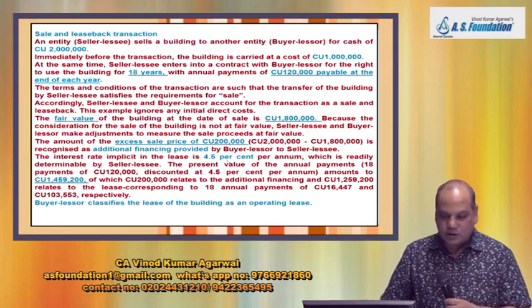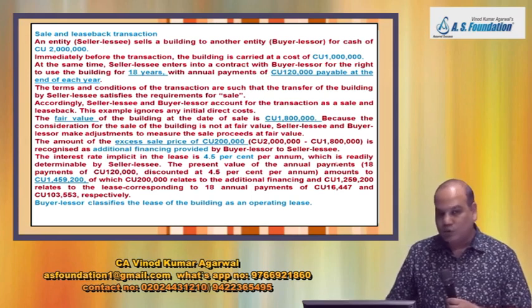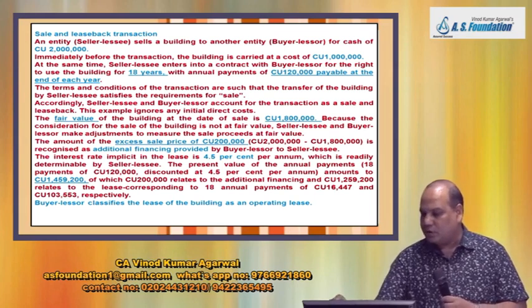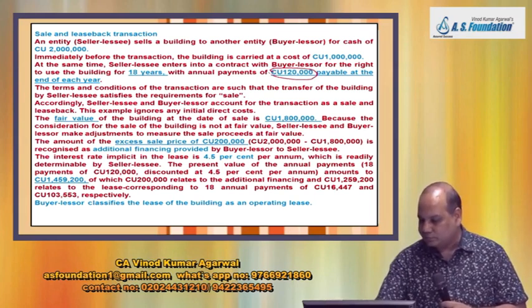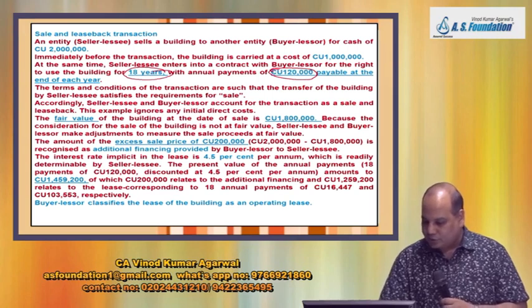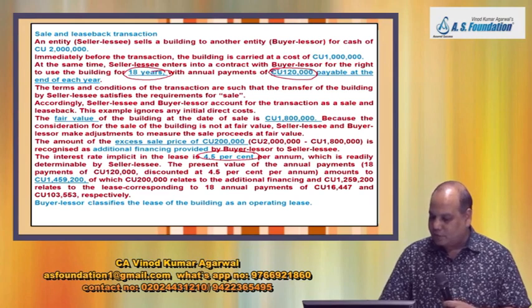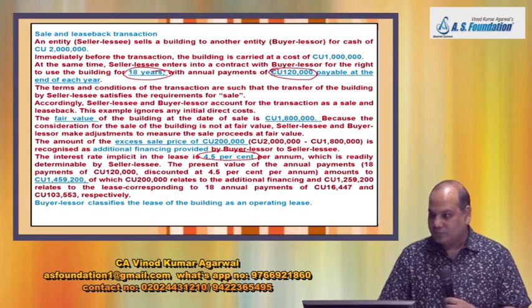Interest rate implicit in the lease is 4.5% per annum. Present value of annual payment: now this you have to do the calculation in the exam. How much is your annual payment? 1,20,000 per annum, 18 years, 4.5%. Find out 1 divided by 1.045. Press equal to 18 times. Press GT. Multiplied by 1,20,000.